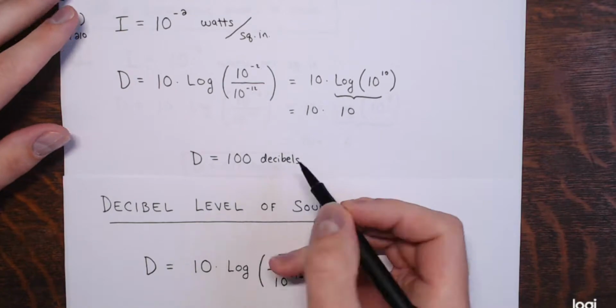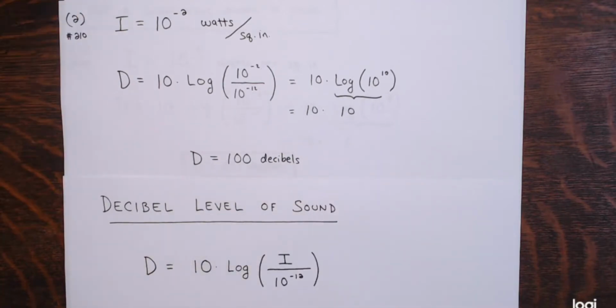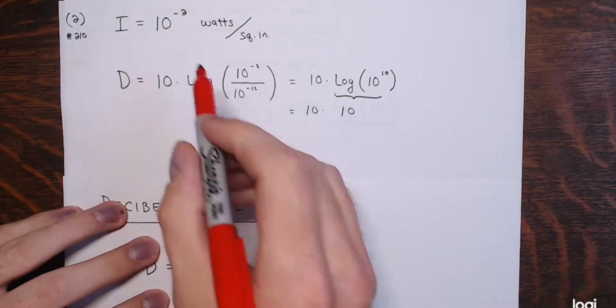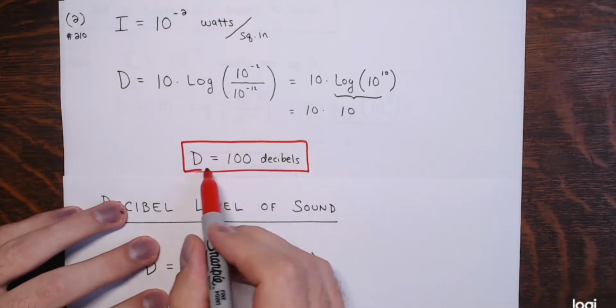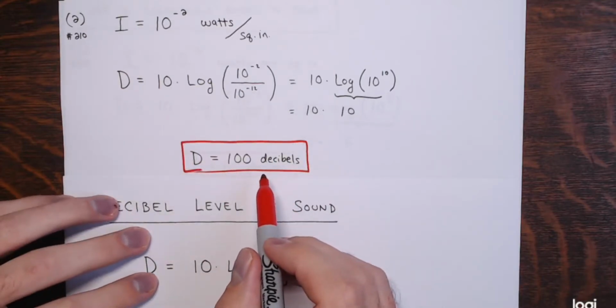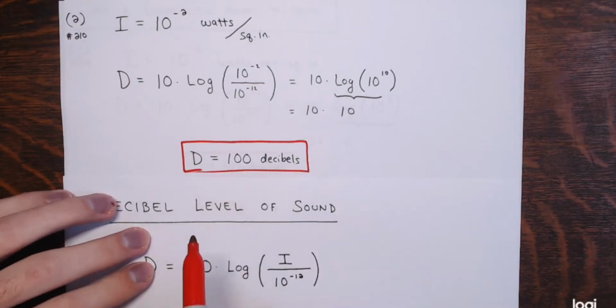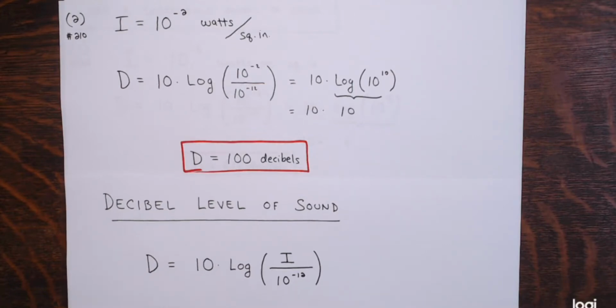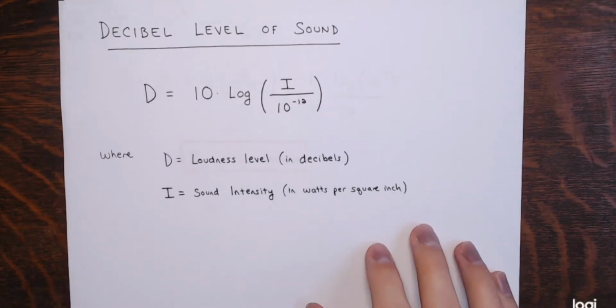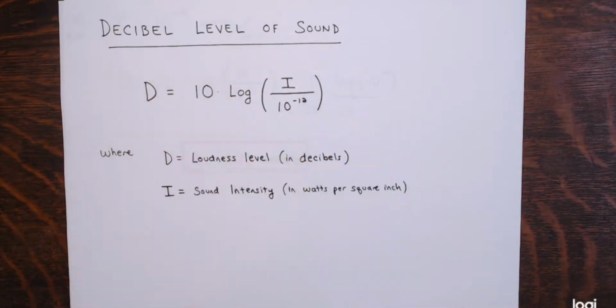And this is the level of sound for the noise of a motorcycle with that 10 to the negative 2 watts per square inch intensity. There's the decibel level of the noise from the motorcycle, 100 decibels. Very, very simple. All you need to know is what model is being used, and again, this is given to us in that section.